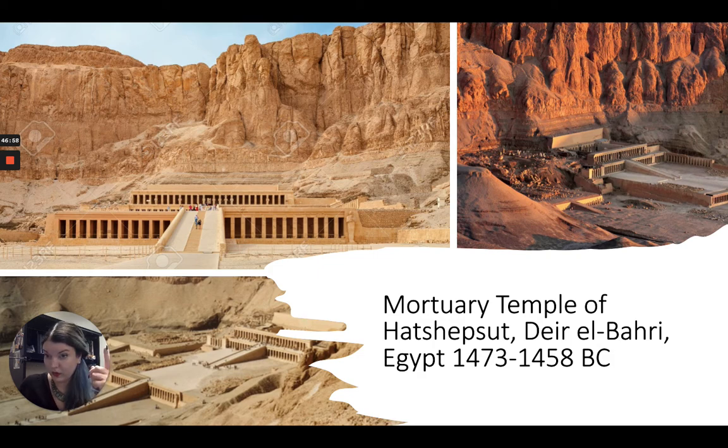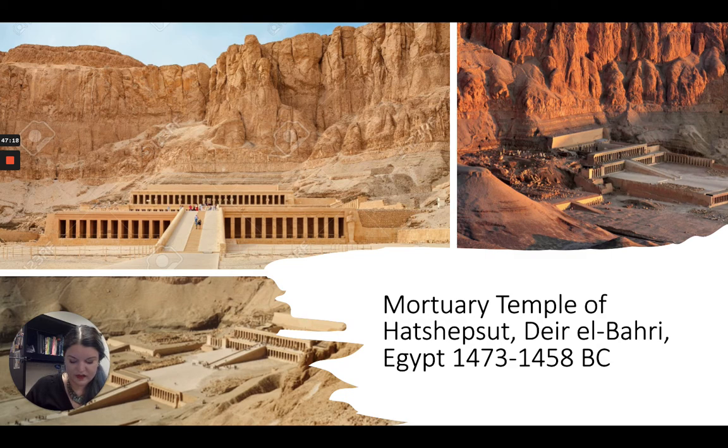So you can take it up with the gods if you don't think I should be your ruler, which is very difficult to argue with, right? So she was pretty smart. She's a pretty crafty person. Her architect is Senenmut, who is very important. We know his name. So he designs this kind of temple complex.